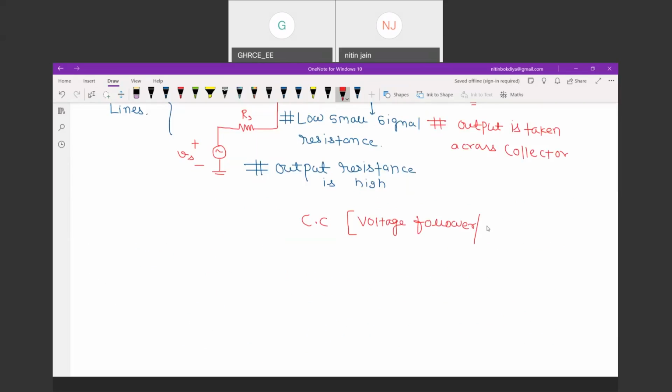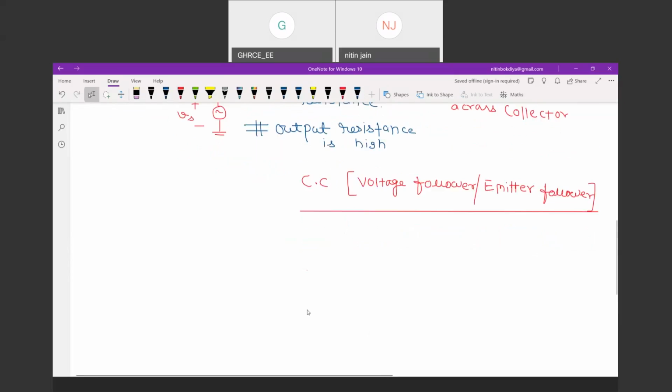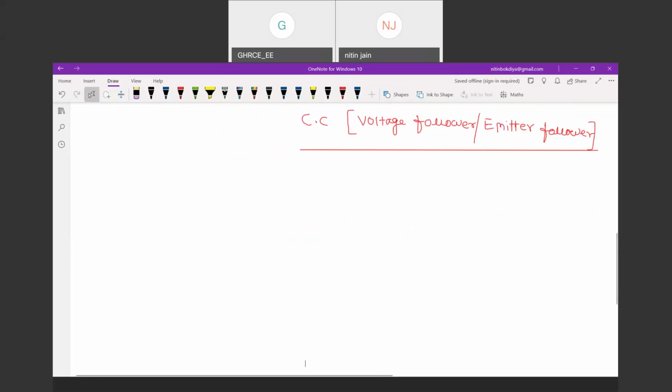or popularly known as emitter follower. Voltage follower or also known as emitter follower. So this is common collector. Let's see how common collector looks like. So what I can say, in common collector, the input is connected to the common collector.